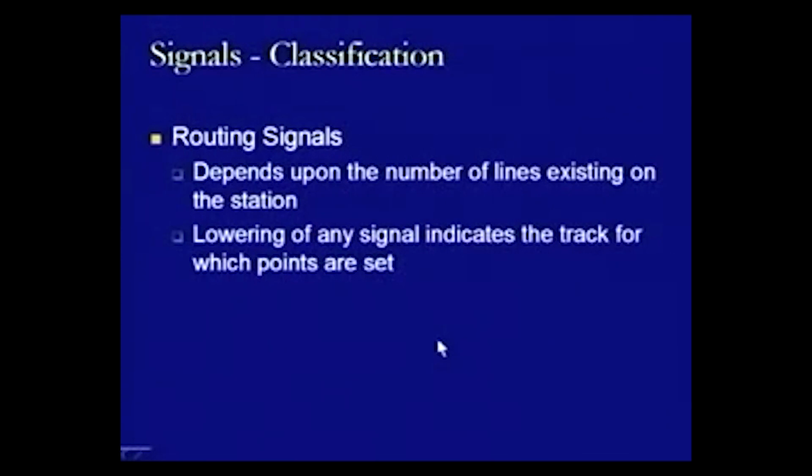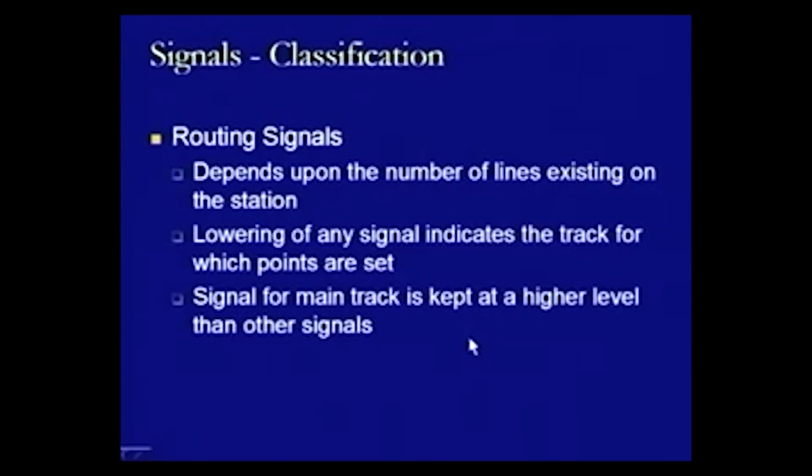Lowering of any signal indicates that the track for which the points are being set is the one on which the train can move accordingly. This is what is already seen in the case of the home signal being provided just before the points and switches, so that the driver knows which particular track his train is going to take. So, that is the similar condition here. Then when we have a number of lines and routes have to be taken, lowering of the signal indicates which particular point is being set, and accordingly the driver will take that track.